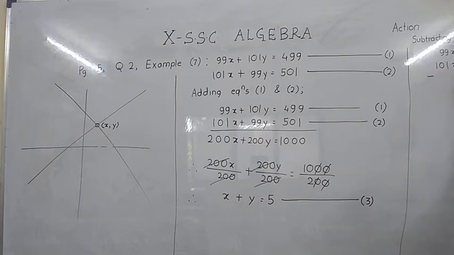And then you have to change the signs. So this is 99 minus 101. So it comes out to be minus 2x. Then this comes out to be plus 2y. This comes out to be minus 2.